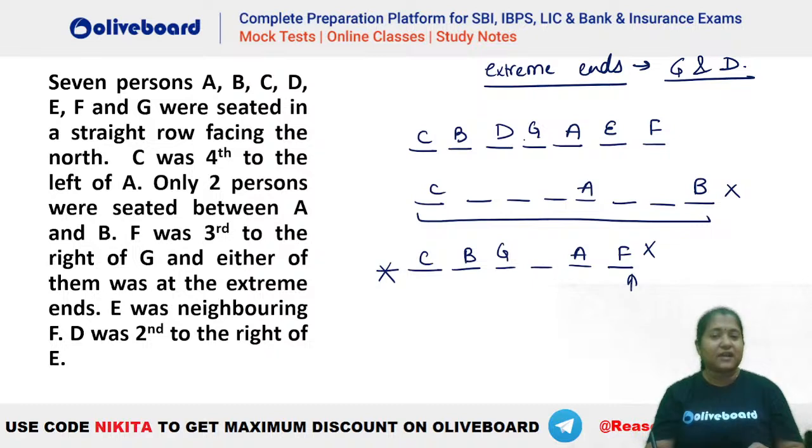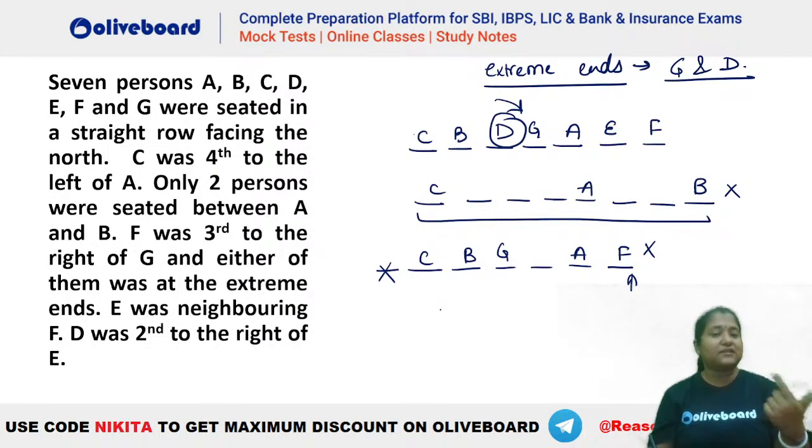D was second to the right of E. Okay, we have done something wrong. Let's see. So C was fourth to the left of A. 1, 2, 3, 4. That is fine. Only two persons between A and B. That is also fine. F was third to the right of G, and either of them was at the extreme end. Now, in this particular case, you can see that we will not be having this D second to the right of F, right? But we can take your G also at the extreme end. That is also a possibility, isn't it? That is also a possibility.